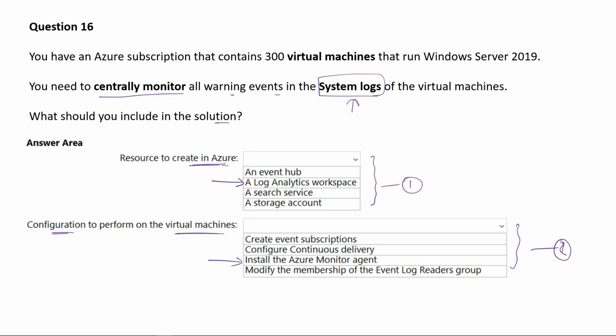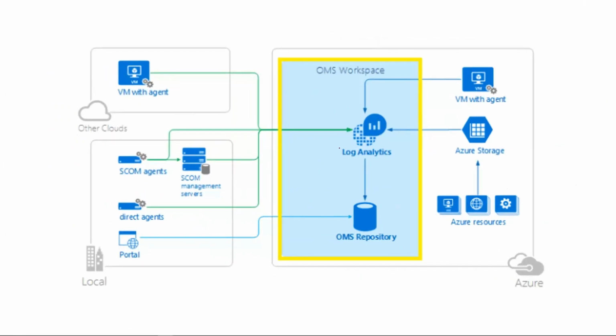Let's visualize this solution in the diagram. Once we configure Log Analytics, it stores all the logs in a central repository from the virtual machines which are running in the Azure environment and have the Azure Monitor agent installed on them. It can collect the system logs from there. It can also collect the system logs from virtual machines on other clouds. Also, we can collect the logs from the local environment as well.